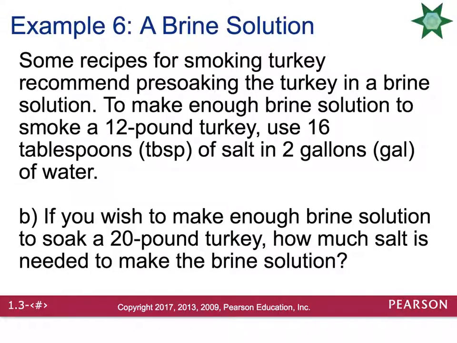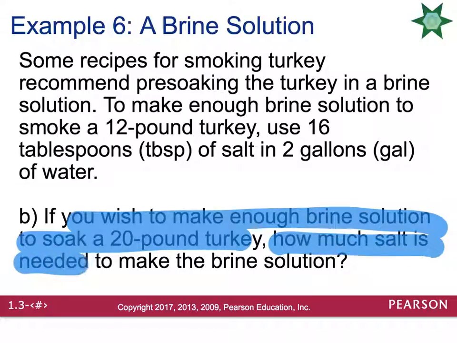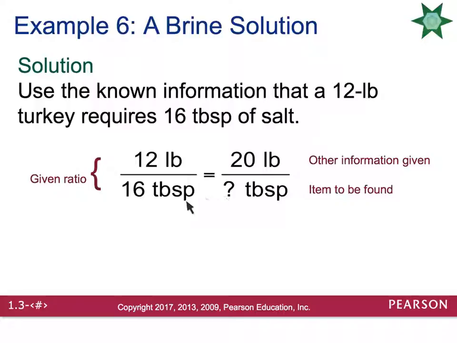Okay, the second part of this example is you wish to make enough brine solution to soak a 20-pound turkey, and you know how much salt is needed. So now we want a bigger turkey, and we don't know how much solution we need to make. Now we can set up a proportion using how much salt based on how many pounds of turkey. So we're not looking at the water here. We can do that as well, but we say for a 12-pound turkey, your brine solution is going to have 16 tablespoons of salt. So for a 20-pound turkey, how much salt is there?